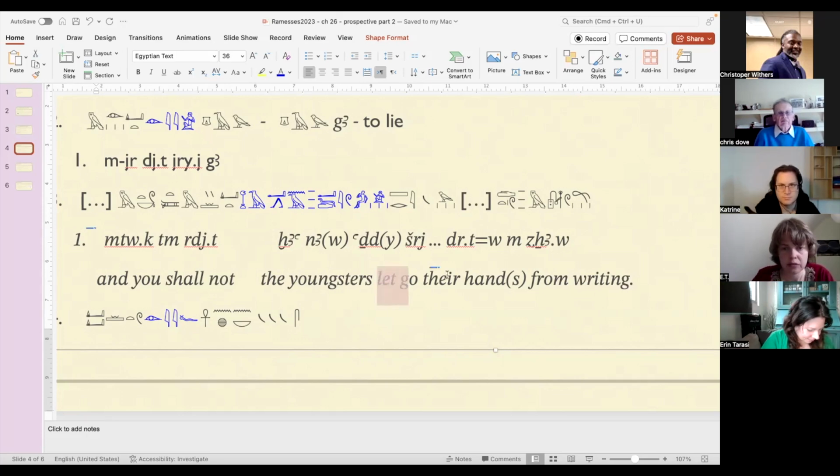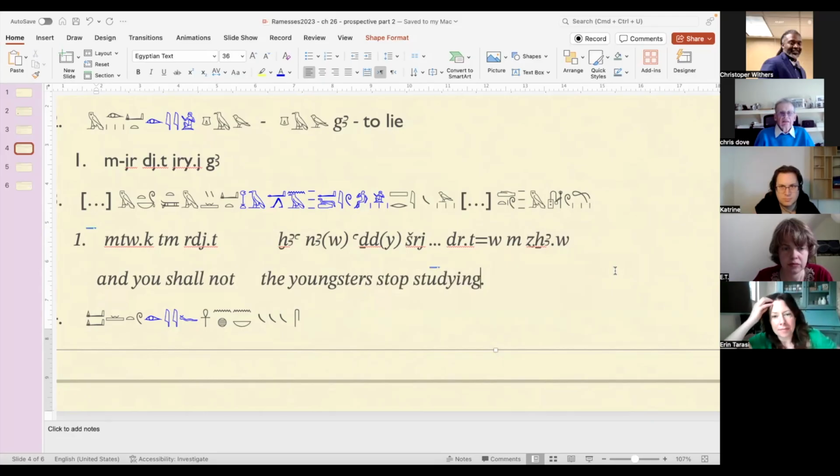So how would we say it maybe a more easy way in English? You picked the hard one, but that's what it basically is. So "may the youngsters stop studying" is basically what he says here. Now we just need to combine that with that em tuk tem redit, and then you're done.